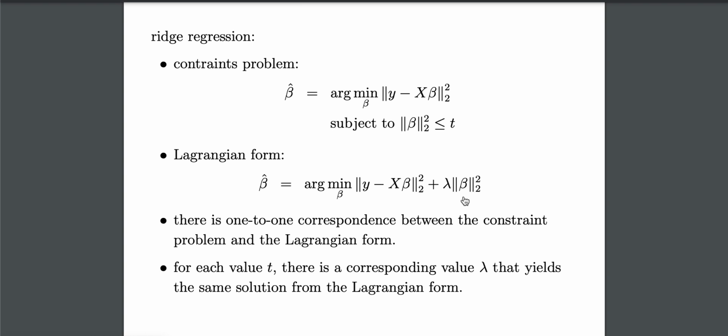In ridge regression, this is wrong. It should be constrained. That's what I meant. So we are trying to find the beta that minimizes the residual sum of squares subject to this constraint.